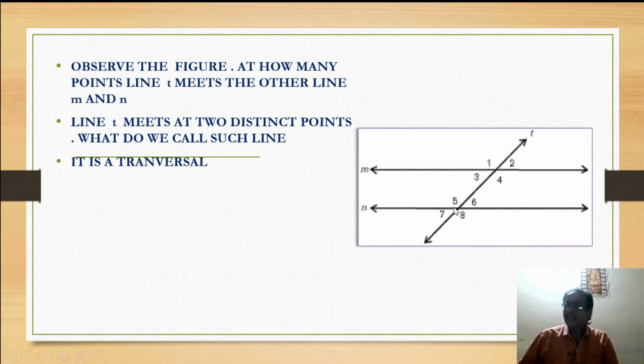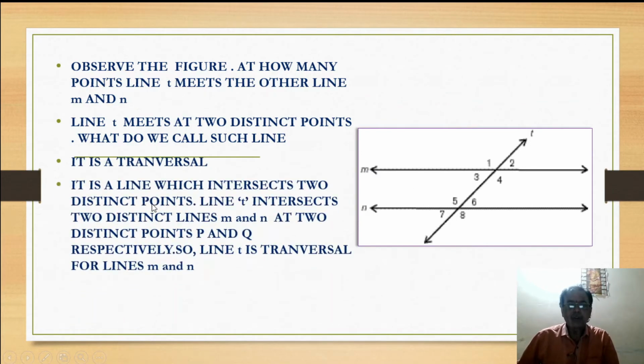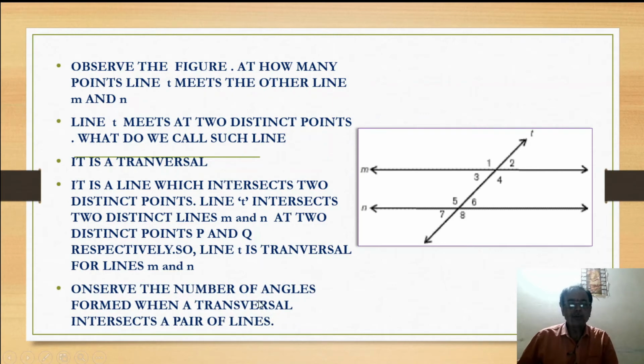It is a transversal. It is a line which intersects two distinct lines at two distinct points. Line T intersects two distinct lines M and N at two distinct points P and Q respectively. So the line T is a transversal for lines M and N. Let us take this point as P and this point as Q. This line T intersects the two lines at two distinct points, that is P and Q respectively. That's why T is called a transversal. Now observe the number of angles formed when a transversal intersects a pair of lines.